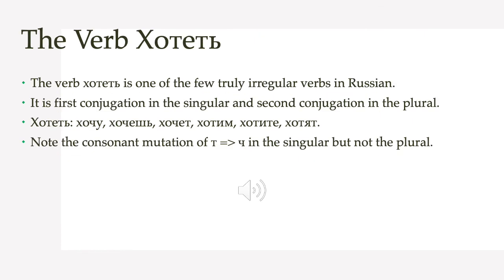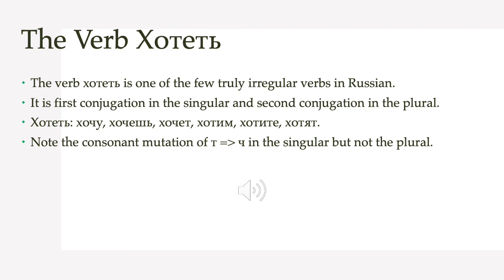Let's finish up with a quick review of the verb хотеть, to want. The verb хотеть is one of the few truly irregular verbs in Russian. There are many verbs that you might think are irregular, but are actually completely regular. They just follow some particular small paradigm. However, хотеть is, in fact, irregular. It is first conjugation in the singular and second conjugation in the plural. So let's look at the conjugation. Хотеть becomes я хочу, ты хочешь, она хочет, мы хотим, вы хотите, они хотят.